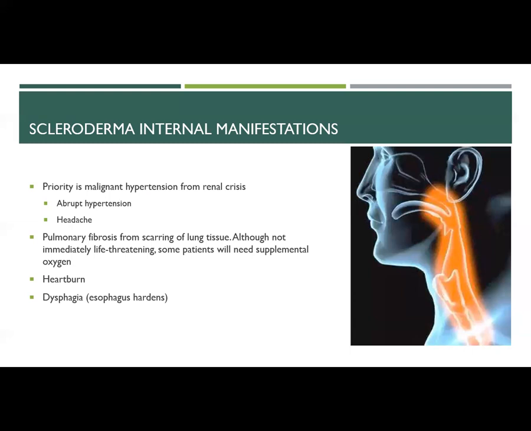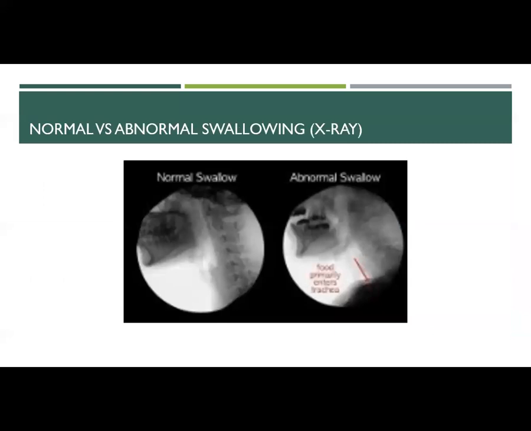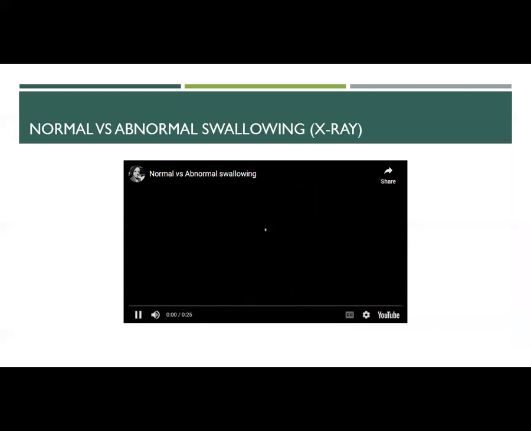So if the internal area is hardening as well, because it's a connective tissue problem, then I'm concerned about that sudden hypertension. I'm concerned about that fibrous scar tissue, and then dysphagia. So we want to watch our patients for their swallowing. This is a video that's just showing a normal versus abnormal swallowing screen.